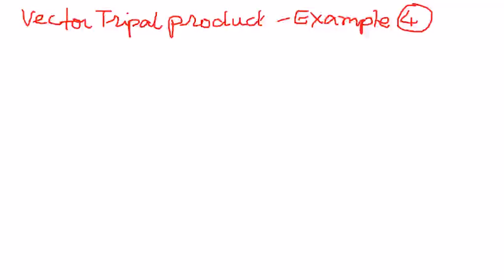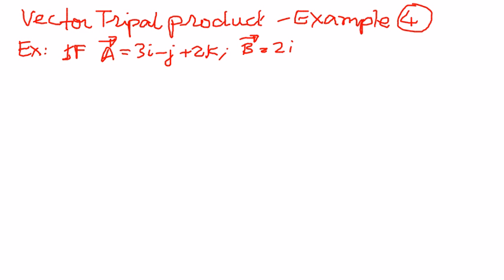Welcome to my presentation. In this presentation, let us look at an example of vector triple products. Let us take an example. If we have vector A as 3i minus j plus 2k, vector B as 2i plus j minus k, and vector C as i minus 2j plus 2k, then we want to prove one of the properties of vector triple products.